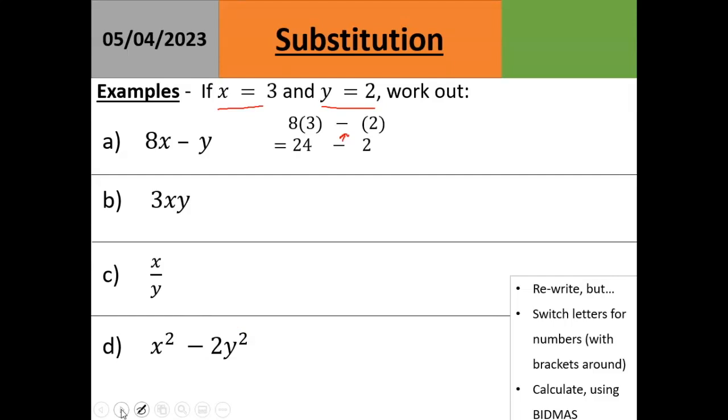Yeah, it's 22. So, yeah, 8 times 3 is 24. Take away 2. So our final answer is 22. And then for the next one, we have 3xy. So we have 3, our x is 3, and our y is 2. So we have 3 times 2.